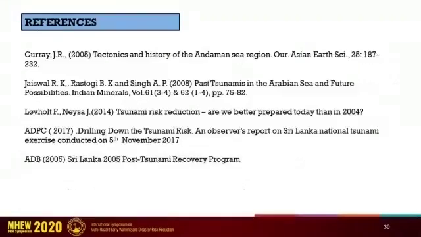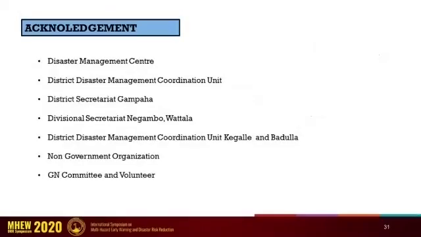Finally, we used some references to identify this tsunami risk for the west and east coast. We would like to acknowledge the Disaster Management Center, District Disaster Management Coordinating Unit Gampaha, District Secretariat Gampaha, Divisional Secretariat Negombo and Wattala, and the District Disaster Management Coordinating Units from Kerala and Badulla, who gave their support for the Wave 17 exercise, and non-government organizations, UN committees, and the volunteers. Thank you.